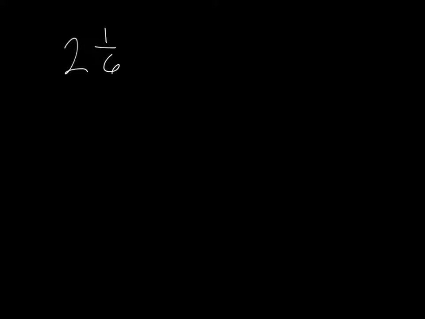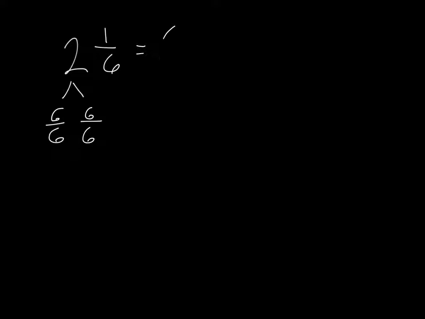Our first problem is 2 and 1/6. Now, we have learned how to decompose whole numbers before, and the first thing I want to do is look at the units that I'm dealing with, and in this case, it is 6. So I know that it takes 6 to make one whole. So in order to get 2 wholes, I'm going to need 2 equal groups of 6.